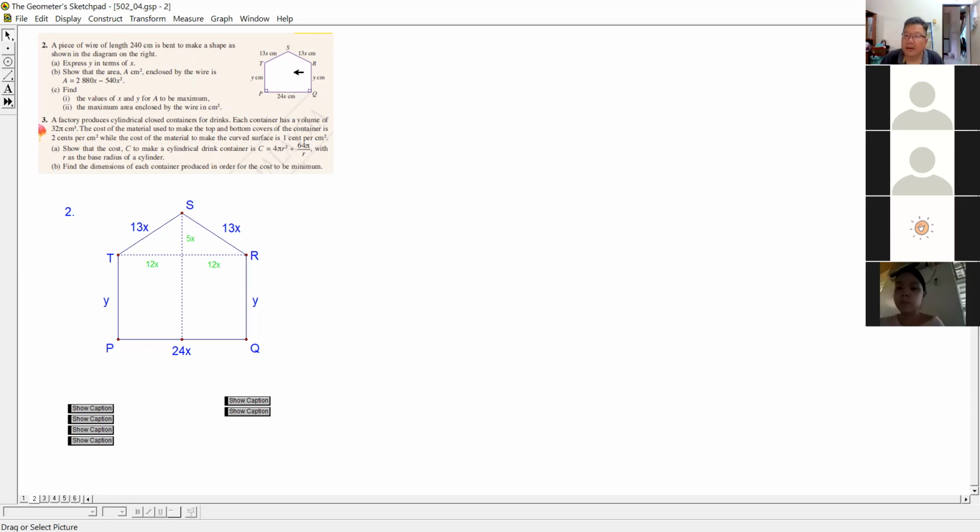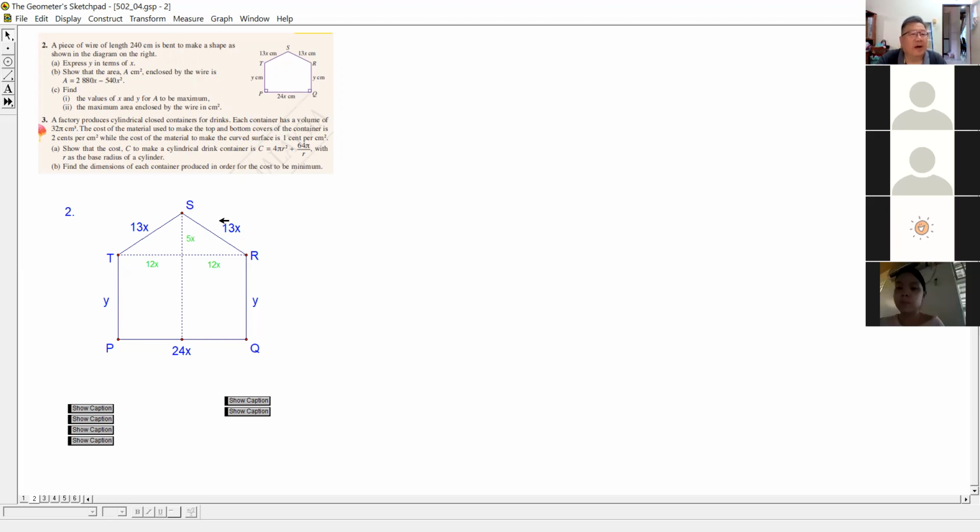Then the next part: express y in terms of x. Whenever they ask you to prove a certain formula or a certain expression, you have to form an equation. So how to form an equation? You equate the unknown with the given values. In this case, the unknowns are x and y. The given value is 240 centimeter. So you have to equate them.